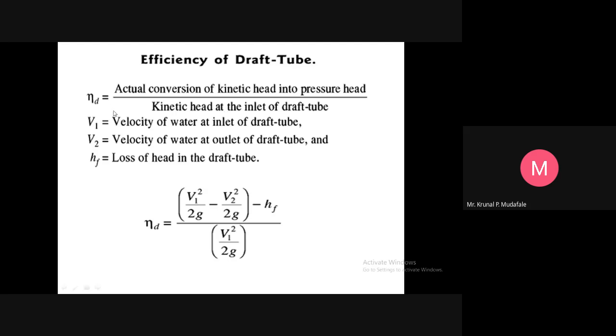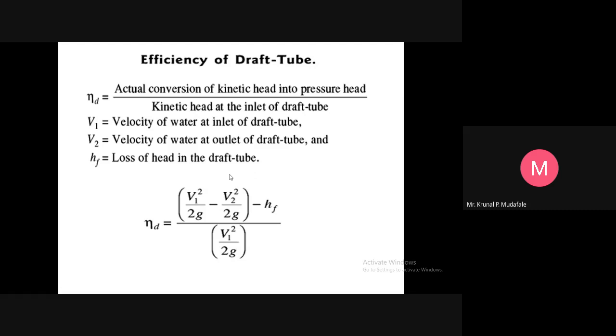So here the equation is the actual conversion of kinetic head into pressure head upon the kinetic head at the inlet. Here V1 is the velocity of water at the inlet of the draft tube, V2 is the velocity of water at the outlet of the draft tube, and HF is the loss of head in the draft tube, right? Whatever the loss of head, because if it is the condition of actual parameters, the HF should be considered.